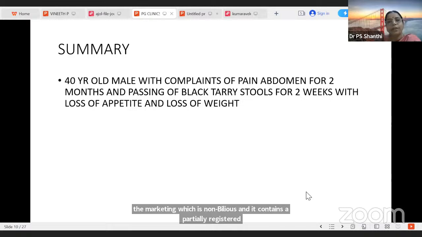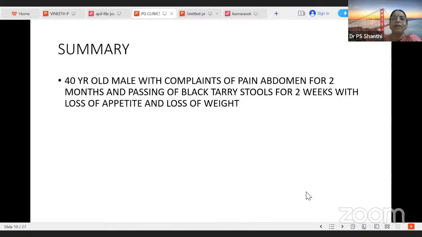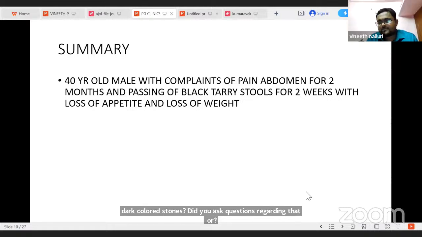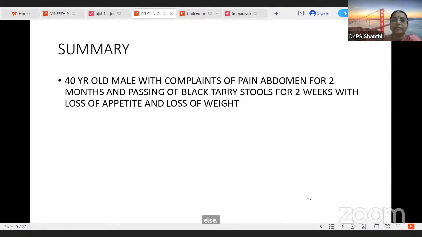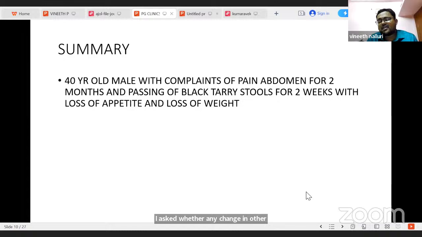Black tarry stools, you are telling. How to differentiate between melena and just dark colored stools? Did you ask questions regarding that? You should substantiate whether it is melena or something else, no? Yes, ma'am. The patient has observed black colored stools while defecating. I asked whether there is any change in the color of his usual or regular stools.